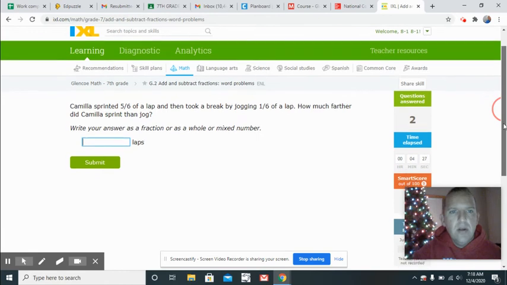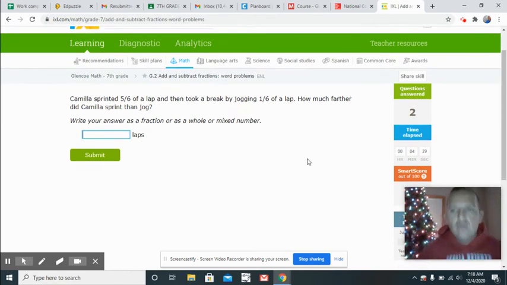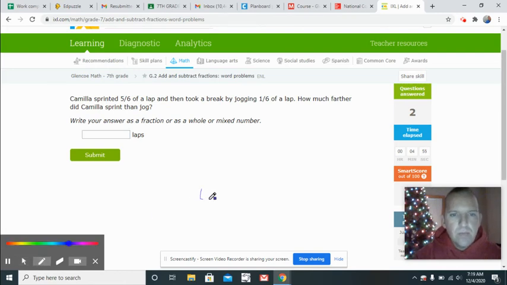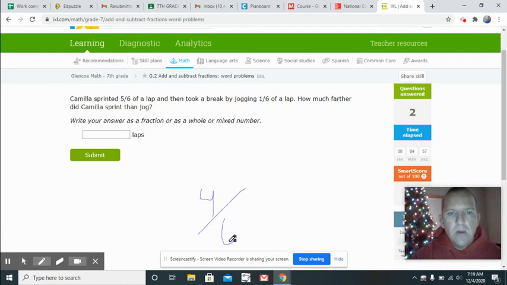Camellia sprinted 5/6 of a lap and then took a break, excuse me, by jogging 1/6 of a lap. How much farther did Camellia sprint than jog? Well, this is a subtraction type problem. Again, when it says how much farther, you have to work backwards by subtraction. 5/6 minus 1/6 would be 4/6. And we could reduce that. We can divide by 2, which gives me 2/3.